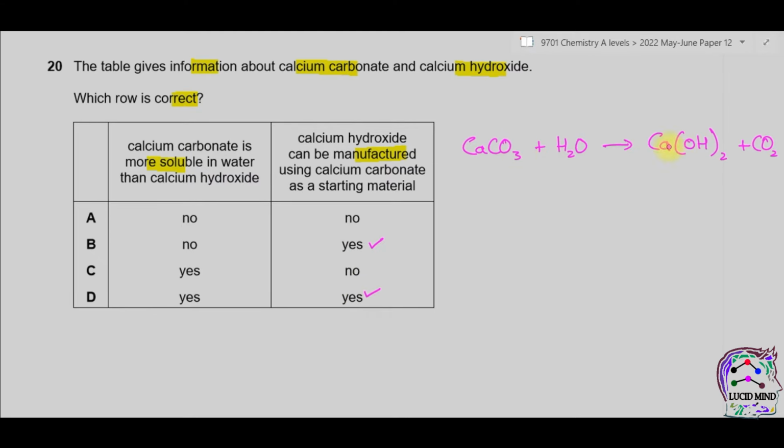While the second thing is the solubility. Now the solubility of calcium hydroxide is similar to the solubility of calcium carbonate. This is because calcium carbonate produces calcium hydroxide, so they are interdependent. So calcium carbonate is more soluble in water than calcium hydroxide. This cannot be true. Both are actually dependent on each other, so therefore the solubility should be the same. So correct answer seems to be B.